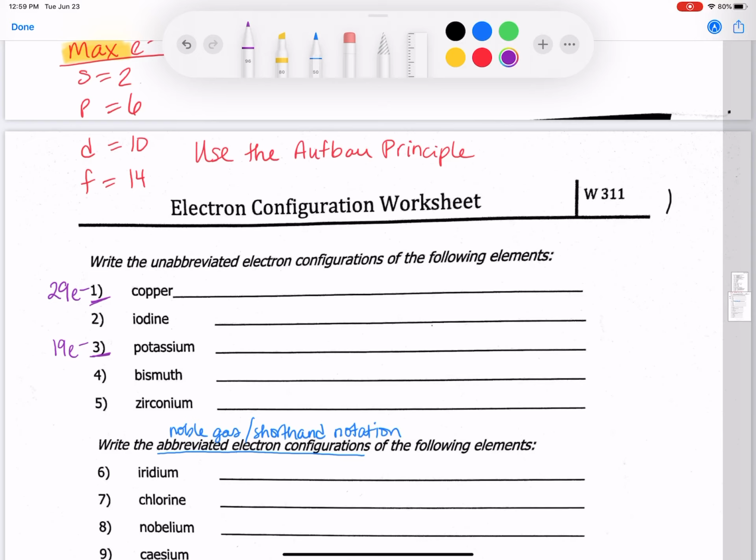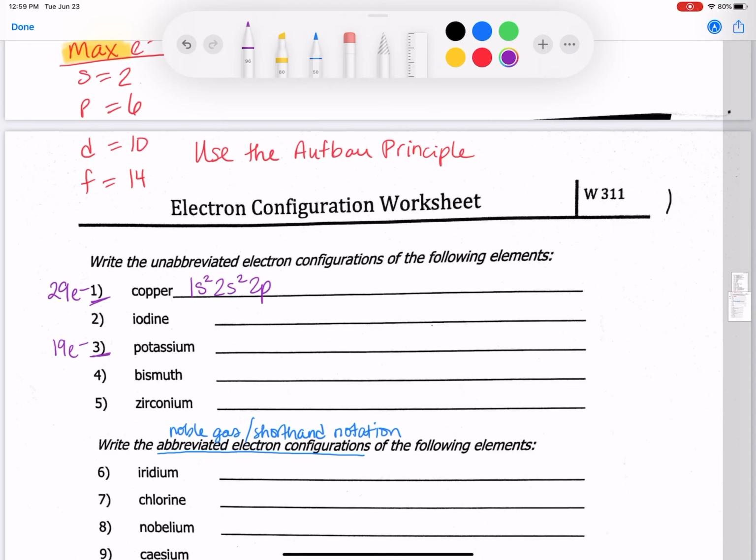So let's start with copper. We have 29 electrons to fill in. We're going to start with 1s, that is my lowest energy level, and I'm going to put 2 electrons in 1s. My next energy level following the Aufbau principle is 2s. I'm just following the arrows and the lines. Again, I'm going to fill in 2 electrons. My next energy level is 2p.